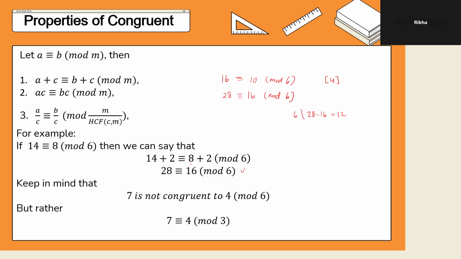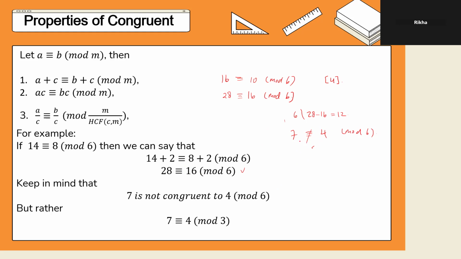This is also true. If we add by 2, they're still congruent. We multiply both by 2, they're still congruent. But let's see. If we divide both by 2, we get 14 over 2 is 7 and 8 over 2 is 4. Is 7 congruent to 4 modulo 6? Do you think 7 is congruent to 4 modulo 6 or not? No. The difference between 7 and 4 is 3. It's not divisible by 6. So it's not congruent.